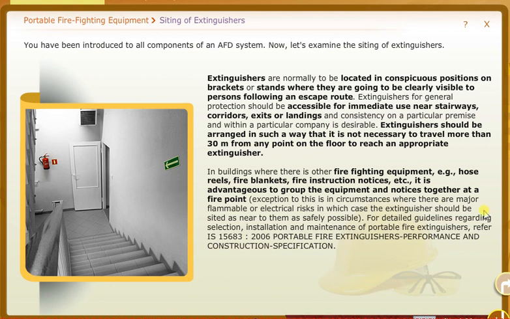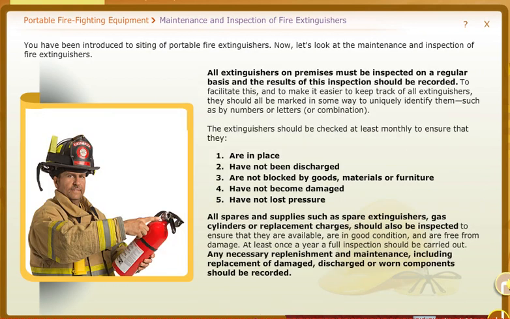For detailed guidelines regarding selection, installation and maintenance of portable fire extinguishers, refer to IS 15683-2006 Portable Fire Extinguishers, Performance and Construction Specification. You have been introduced to sighting of portable fire extinguishers. Now, let's look at the maintenance and inspection of fire extinguishers.